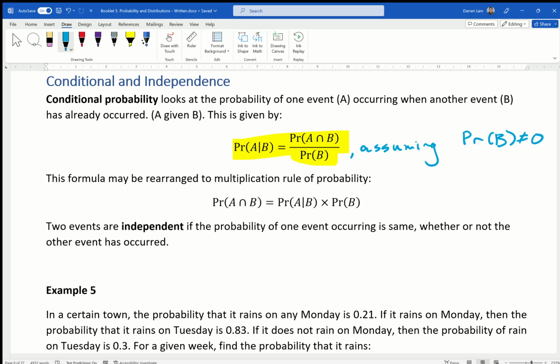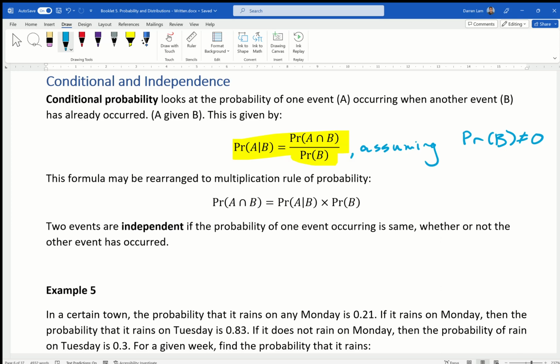Okay, so just in case, as a quick revision, conditional probability is saying let's find the probability of this given this, or on the condition that, etc. It looks at one event A occurring when another event B has already occurred. We're assuming that. So the way we read it is A given B. Now the scenario might be different, of course, but the line means given that.